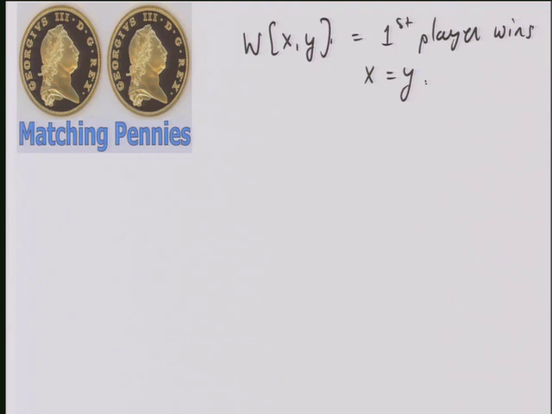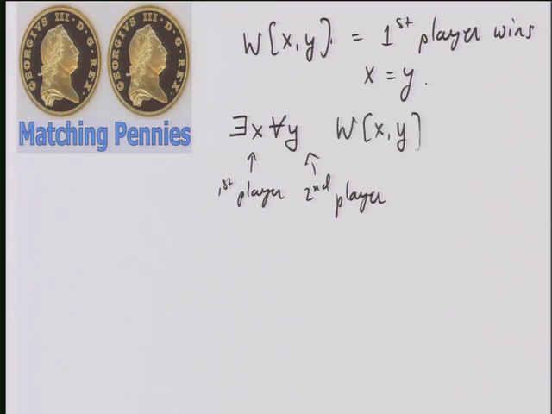Okay. So now you could write a statement which says that the first player has a winning strategy. And the way you would say that is there exists something that the first player can do such that no matter what the second player does, the first player always wins. So the way you'd say that is there exists x such that for all y, where x is the first player's move and y is the second player's move, no matter what the second player plays, the first player wins.